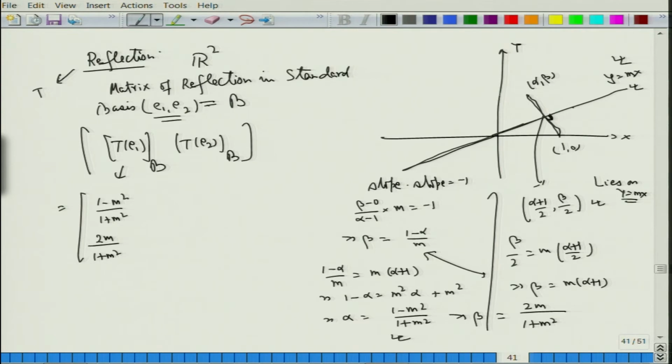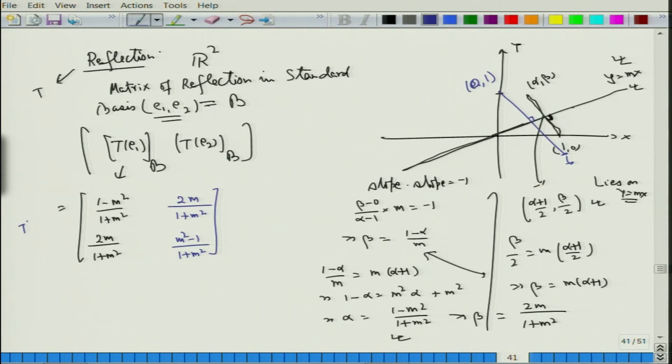For T of E2, you again look at this point E2. So, 0 comma 1, look at this perpendicular here, you get a point here. The coordinates of this point will turn out to be, I will just verify it so that everything is nice. I do not want to waste my time, I just want to look at things here, 2m upon 1 plus m square I hope, and here it will be (m square minus 1) upon (1 plus m square).